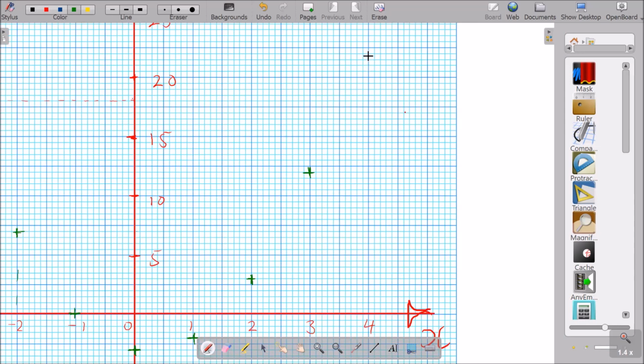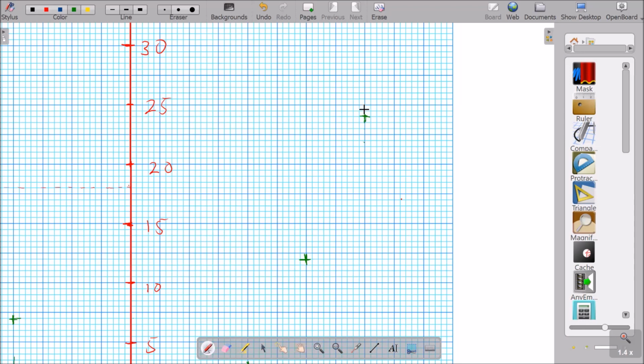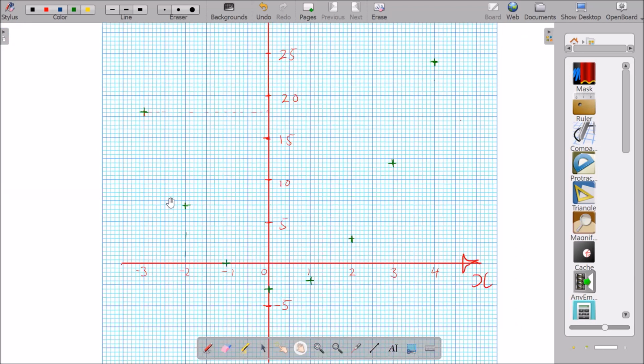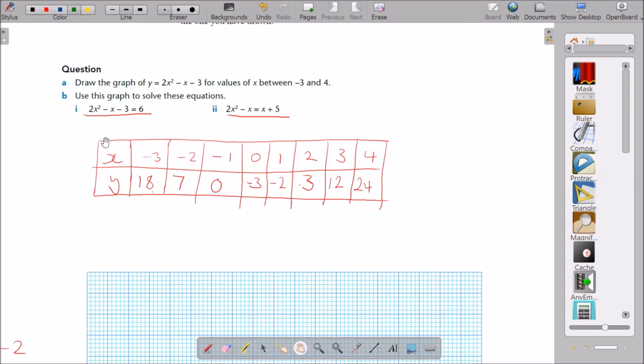21, 2, 3, 4. Remember, two of these small squares are representing 1 unit. So from 25, it's only 2 blocks, 2 small squares down. What we need to do is to connect these points in a smooth curve. Now we can answer questions B1 and B2.